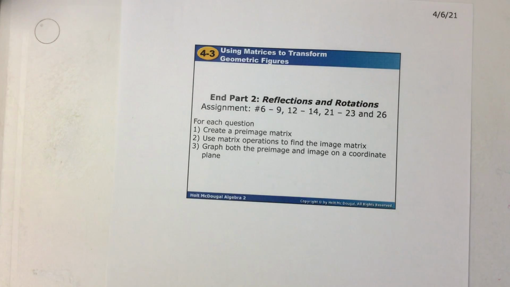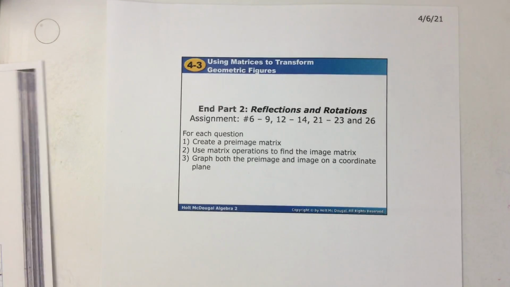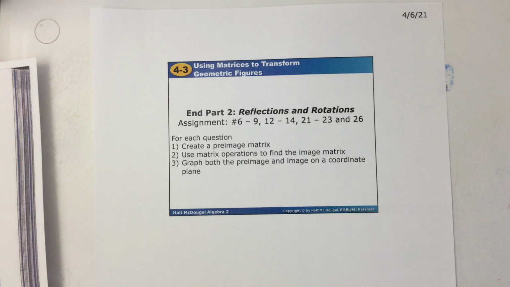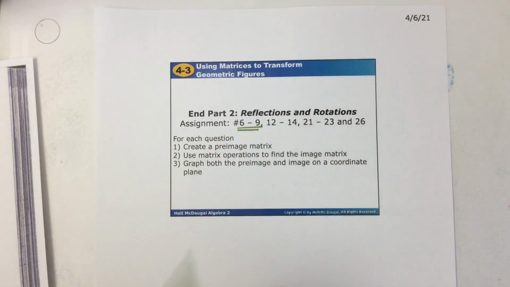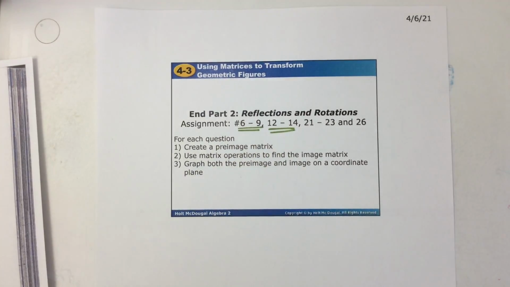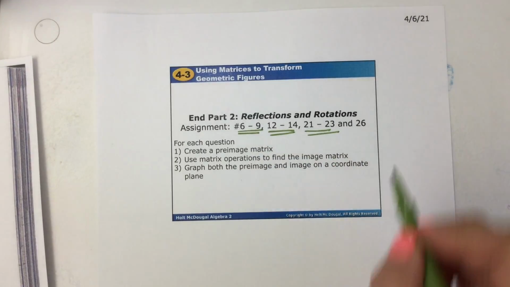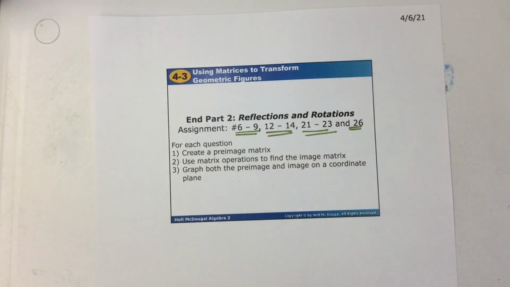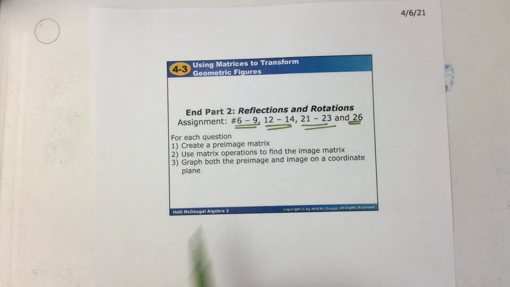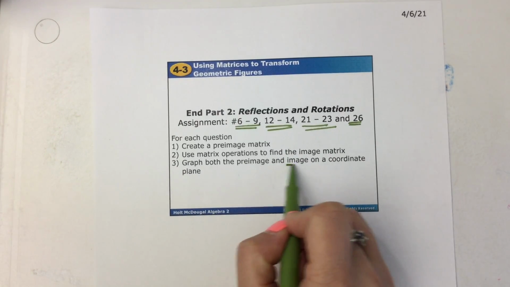So again, it is a book assignment. I have provided the pages for you. You can find those in Google Classroom. You're going to look at numbers 6 through 9, 12 to 14, 21 to 23, and then jump ahead and look at 26. So for each one, graph the pre-image.